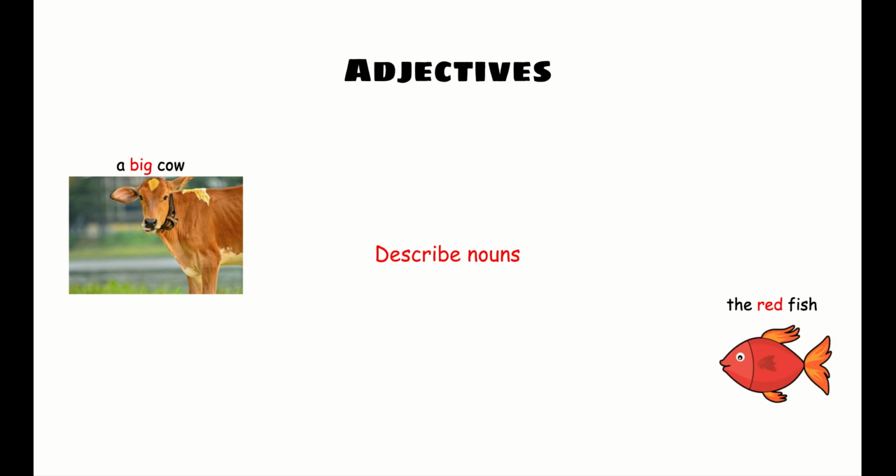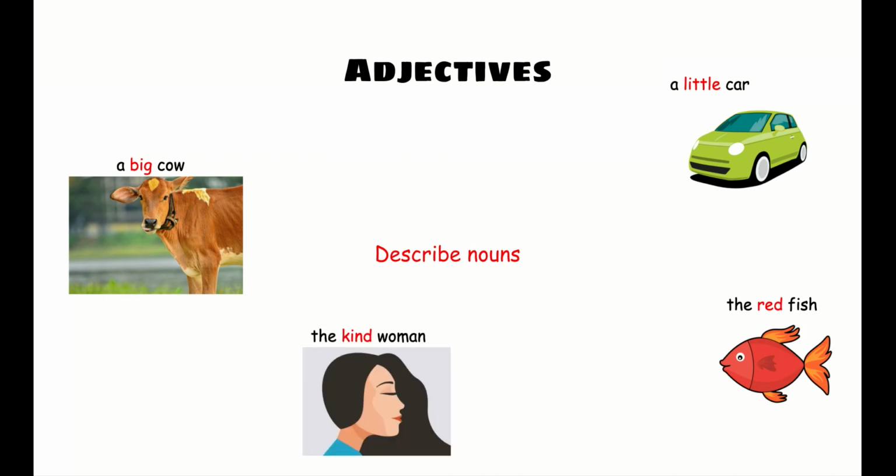In the example, the red fish, the fish is the noun, and the word red is the adjective because the word red describes the word fish. The fish is red. In the example, a little car, the word car is the noun, and the word little is the adjective because the word little describes the word car. And our final example, the word woman here in the kind woman is the noun, and the word kind is the adjective because it describes the word woman. The woman is kind, the kind woman.